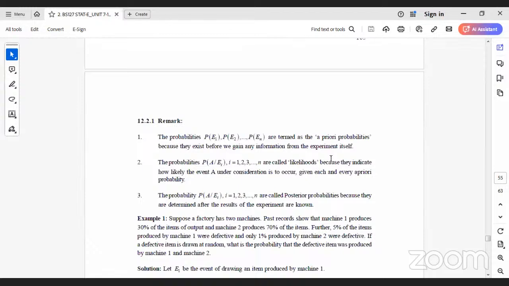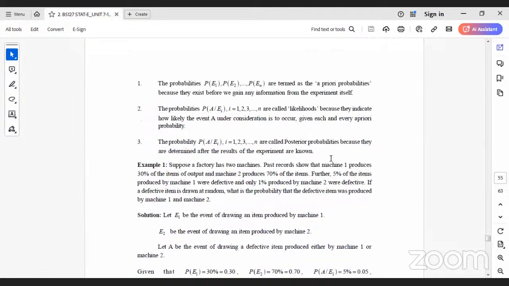One remark: the probabilities P(E1), P(E2), P(E3) and so on are termed prior probabilities because they exist before we get any information from the experiment. The probabilities P(A/Ei), i = 1, 2, 3 and so on, are called likelihoods because they indicate how likely the event A under consideration is to occur given each prior probability. The probabilities P(Ei/A), i = 1, 2, 3, 4 and so on, are called posterior probabilities because they are determined after the results of the experiment.